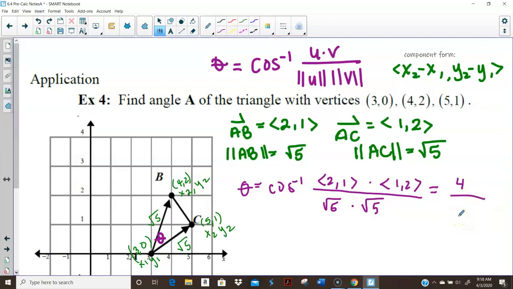And root 5 times root 5, which is 5. Theta is going to equal the inverse cosine of 4/5. You put that into your calculator, you're in degree mode, and you get 36.870 degrees. That's the angle theta right here, in between vector AB and AC.